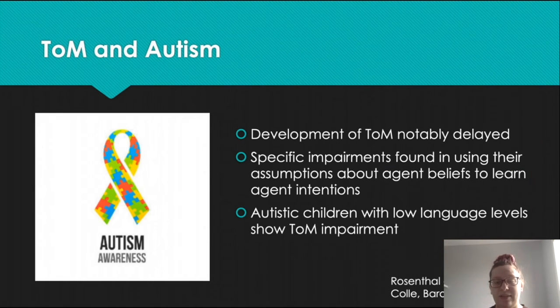Development of theory of mind skills has been notably delayed in individuals with autism. Specific impairments have been found in using their assumptions about agent beliefs to learn about agent intentions. Further, there was a strong correlation between language abilities and theory of mind skills amongst autistic children, suggesting that there might be a link between these two abilities.